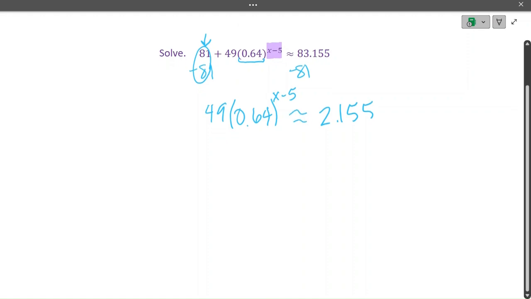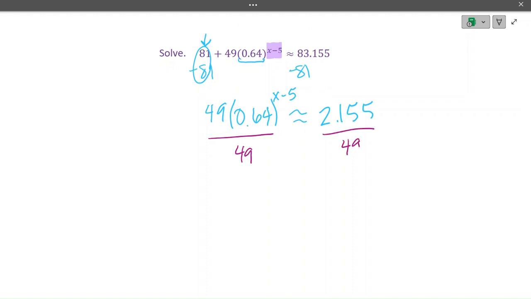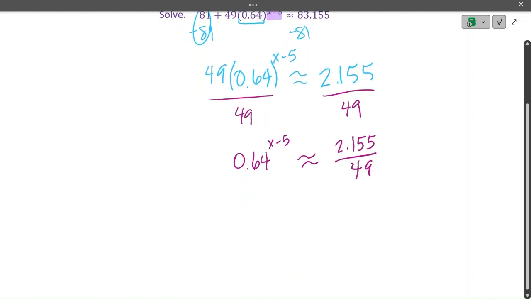Okay, now I need to get rid of the 49. So I'm going to divide both sides by 49. In order of operations, it says that we're doing multiplication and division next from left to right. 49 is being multiplied, doing the inverse of that, which is dividing. When I do that, I get 0.64 to the power of x minus 5 is approximately equal to, I'm leaving this as a fraction because it's already rounded and I don't want to round it anymore. This is the most accurate way to solve.